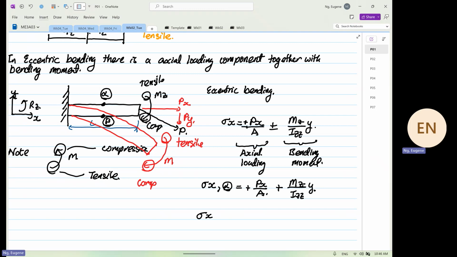And then now we have stress X at point beta. Px over A, is it positive or negative? Bending moment? Are we clear? You just need to stare at how the structure is formed. Much quicker that way, much easier to see. Because later on, trust me, I've done 3D structures, compound loading, you have to use this.